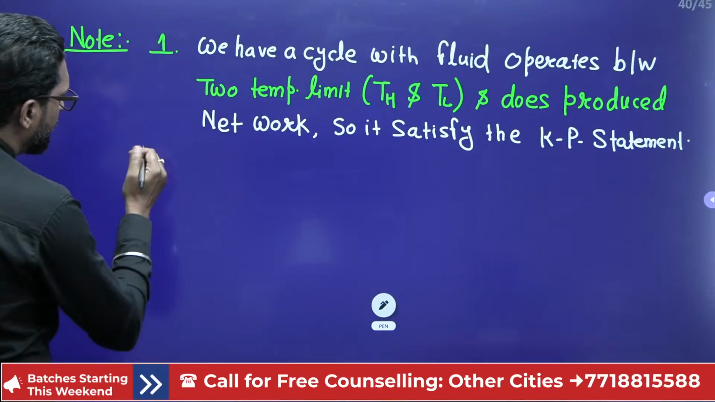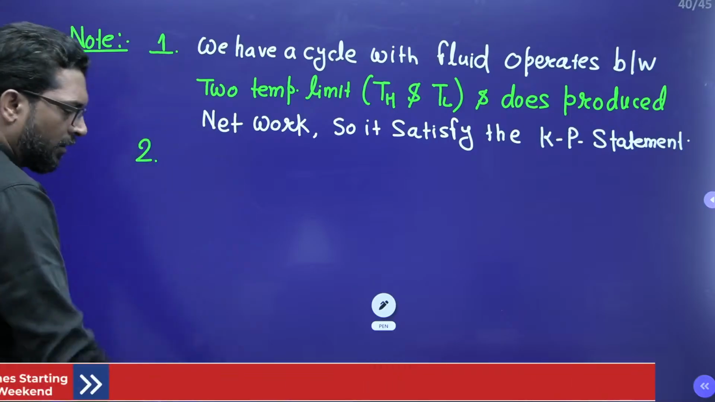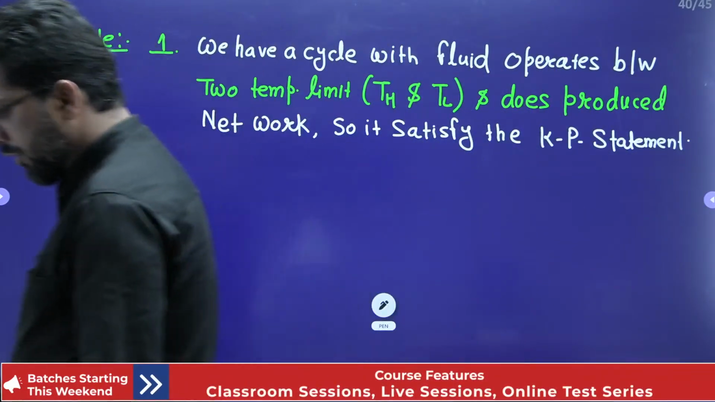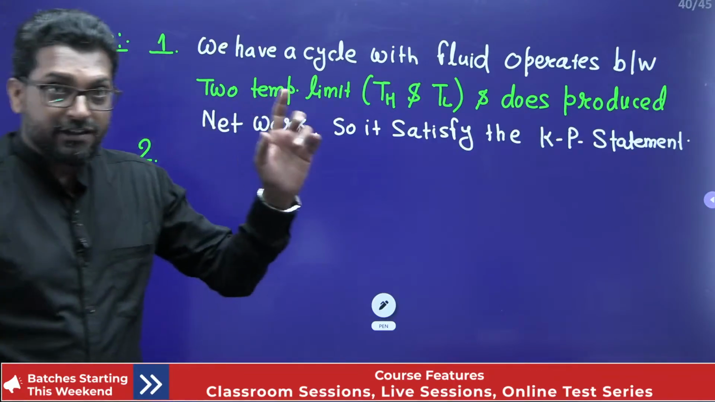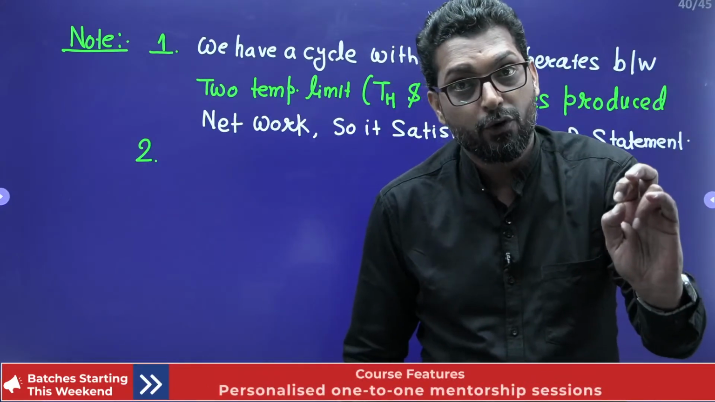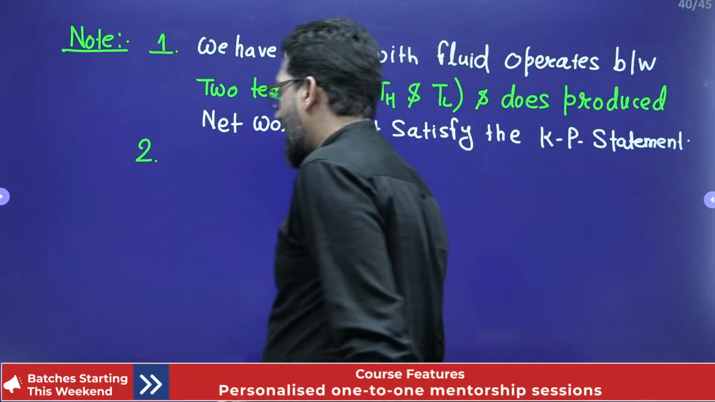What is the second line? The second line is that in this cycle there are two reversible adiabatic processes and two reversible isothermal processes.